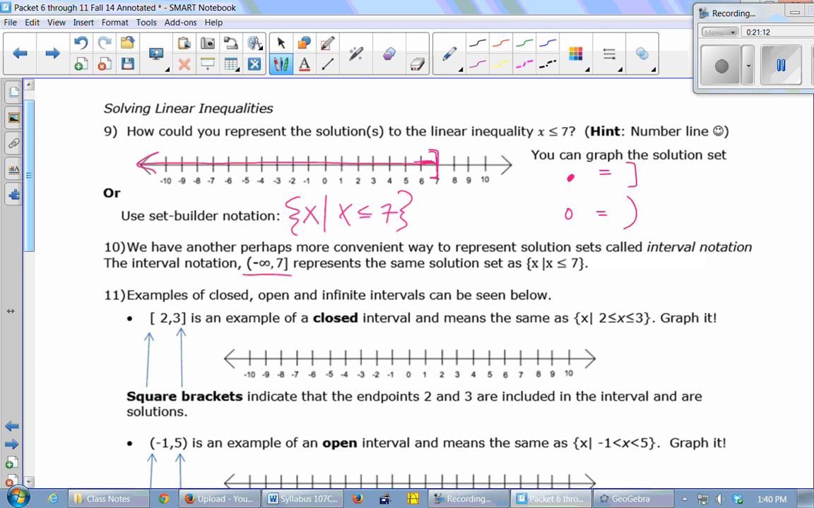You always write smallest to biggest, left to right. The smallest number in this set, there is no smallest number, so you go all the way down to negative infinity. And then the biggest number in the set is 7. You can't get to infinity, so you use a round bracket to indicate not included. And we include the 7, so you use a square bracket.